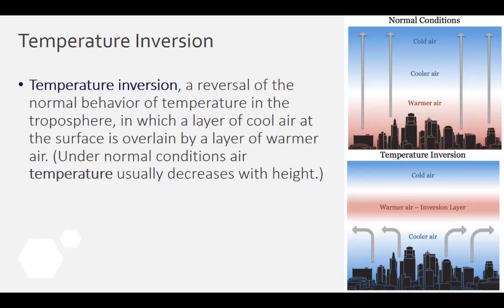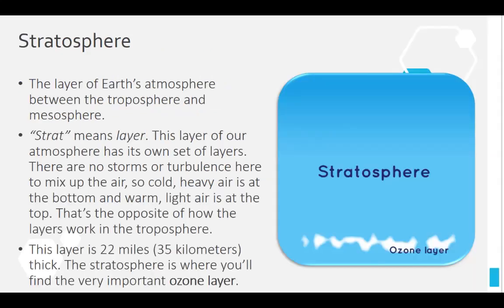The next layer as we go up from the troposphere is the stratosphere. Strat comes from the word layer, and of our atmosphere, it actually has its own set of layers. This is the layer that typically includes the ozone layer, the one that protects us from those harmful UV rays. There really are no storms or turbulence here, which means the air doesn't mix up as much, which is why it's able to stay more in layers.